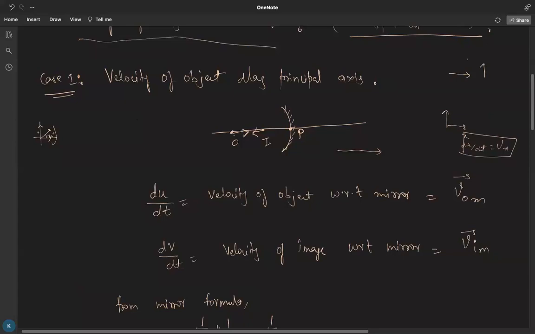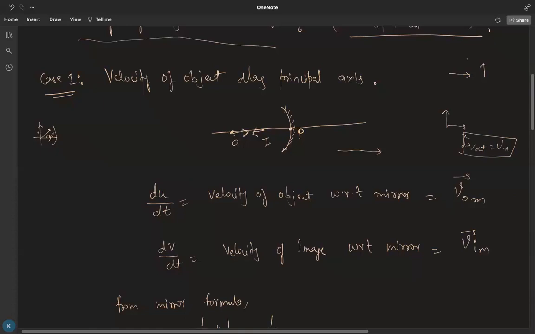So we get it easily, right? What I'm doing here is deriving the formula to find the velocity of the image for the two standard cases. The first case is when the velocity of the object is along the direction of the principal axis. We are using normal kinematics, as I told you earlier. Let us assume that the principal axis lies along the x-axis, and the perpendicular to the principal axis is the y-axis.